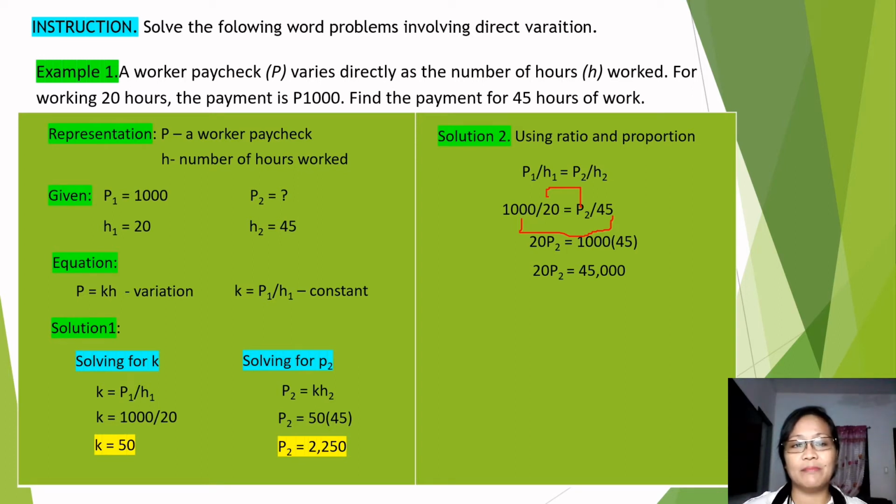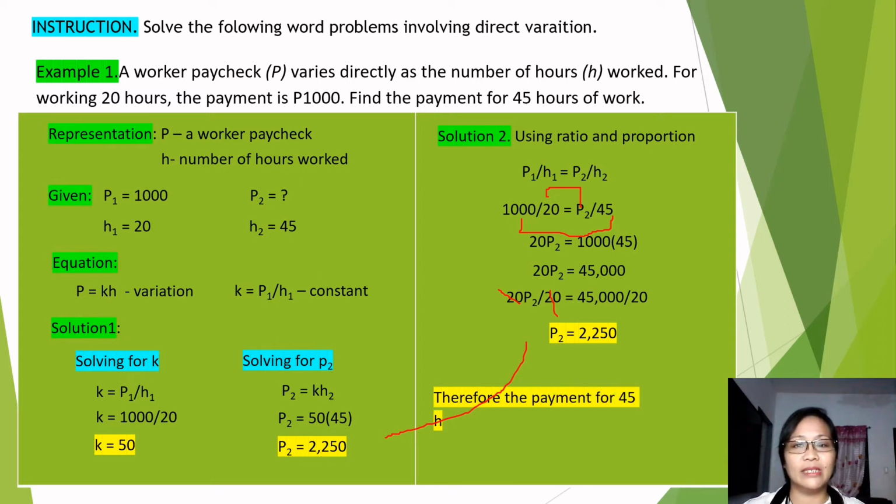Then to isolate P sub 2, we need to divide both sides by 20. Therefore, we have 20 P sub 2 divided by 20 is equal to 45,000 divided by 20. Then cancel na natin si 20 and 20. Then we have P sub 2 is equal to 45,000 divided by 20, which is 2,250. So the answers are the same. Okay? Next, example number 2.